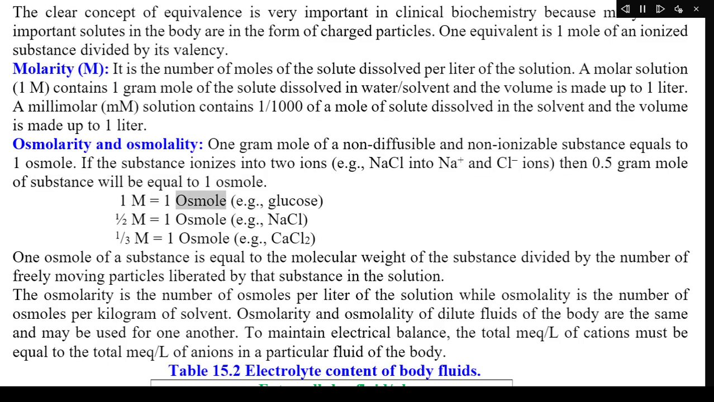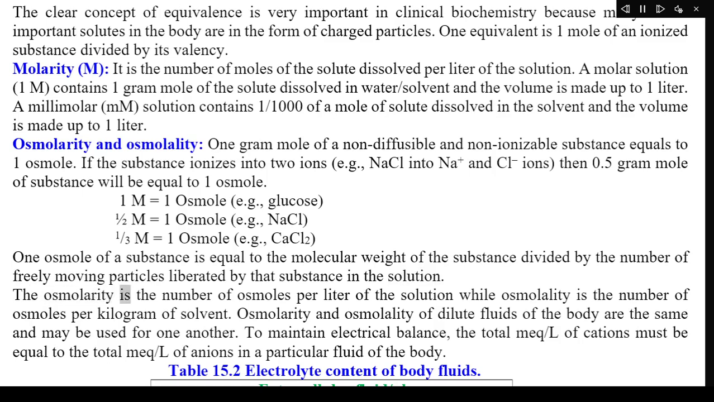1 M equals 1 osmole, example glucose. 1/2 M equals 1 osmole, example NaCl. 1/3 M equals 1 osmole, example CaCl2. 1 osmole of a substance is equal to the molecular weight of the substance divided by the number of freely moving particles liberated by that substance in the solution.